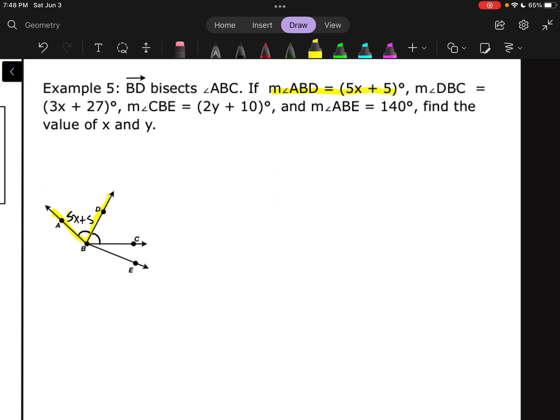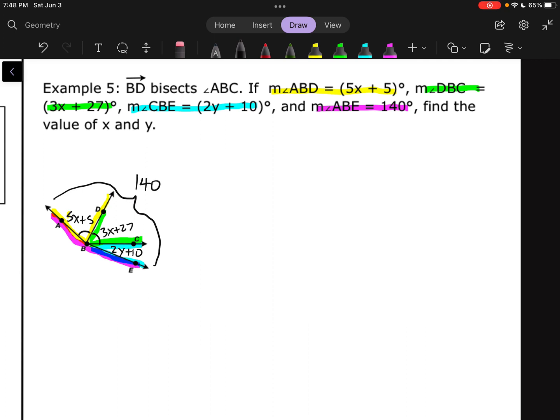This angle is. DBC is 3x plus 27. That's this one. And CBE is 2y plus 10. And ABE, that's this whole big angle here, is 140. That's this whole thing.